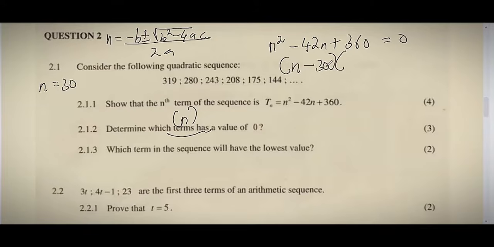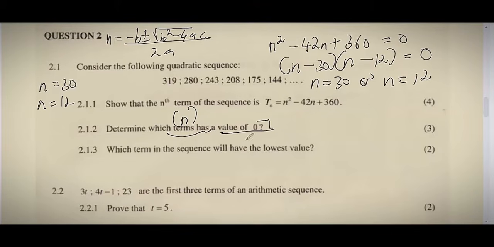Remember, the trick here is to make them see as if you factorized that. Then we have n is equal to 12. So I'm just going to write it as n minus 12, right? So all I'm doing is just taking this over to that side like that. Then it is equal to 0. Then I can write my values. So I'm trying to get a mark for factorizing here. n is equal to 30 or n is equal to 12. So there are two terms for which the value is equal to 0. It's when n is equal to 30 or when n is equal to 12. So we leave them like that.